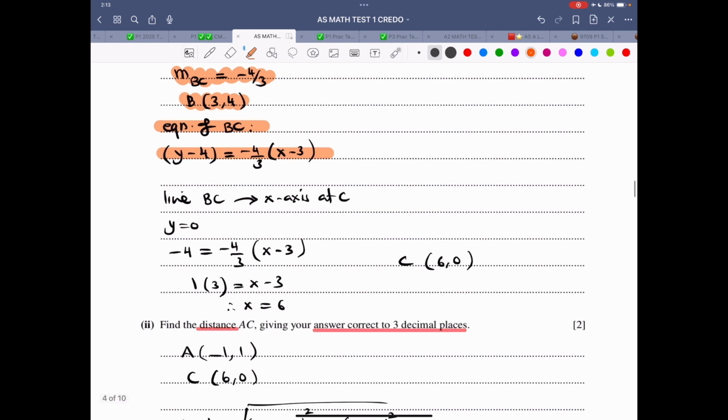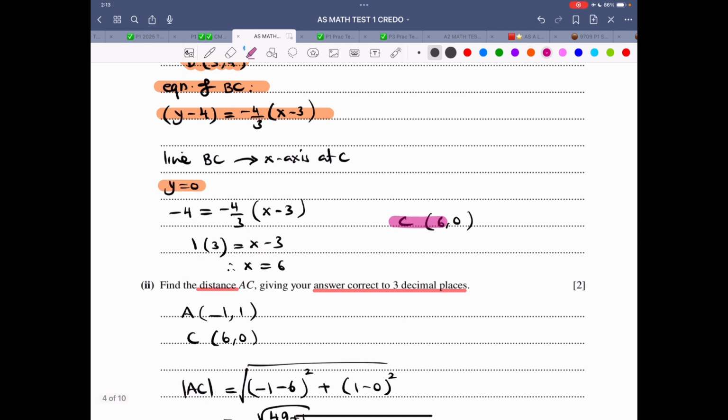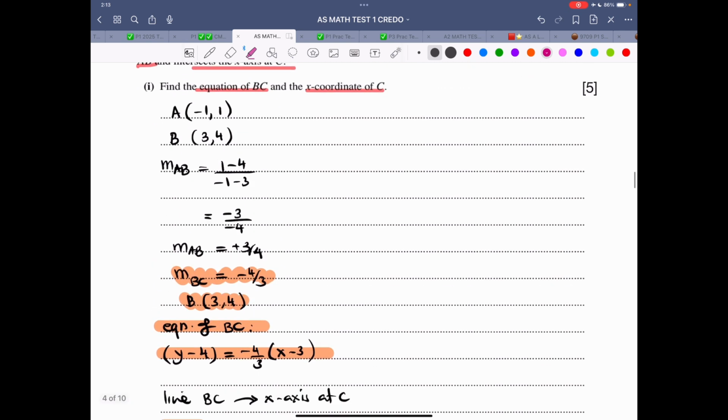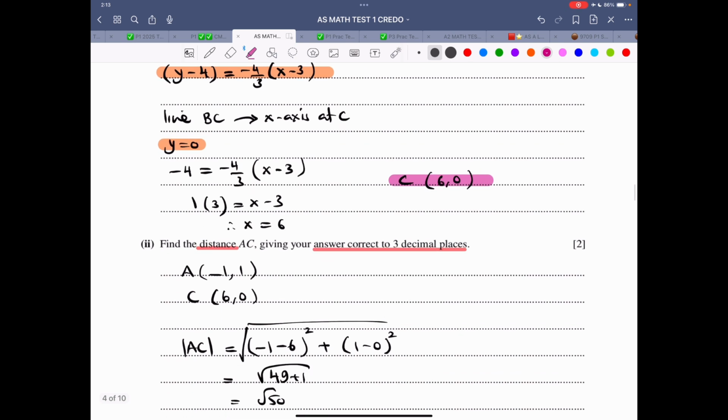Now line BC intersects the x-axis at C. Therefore, y coordinate is 0. Therefore, the coordinates of C are 6, 0. That is the first thing. The equation of BC, that's done. The orange one and the pink one, that's the coordinate of C.